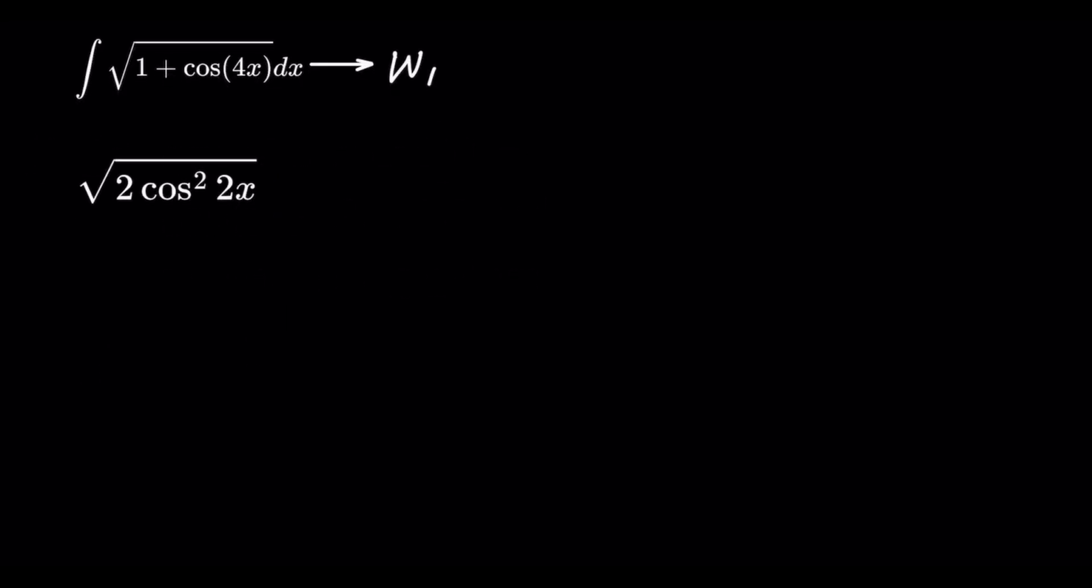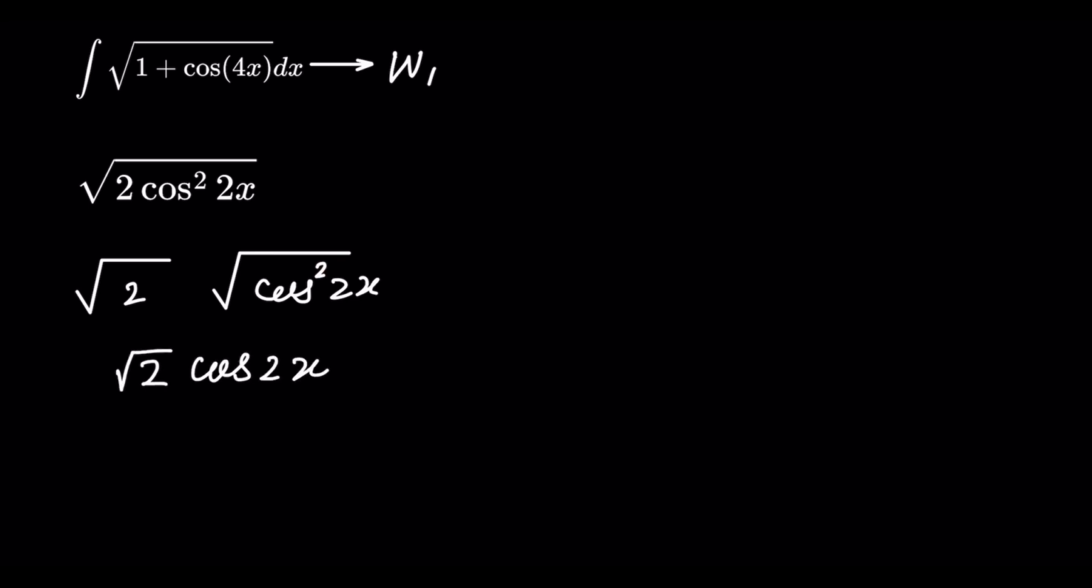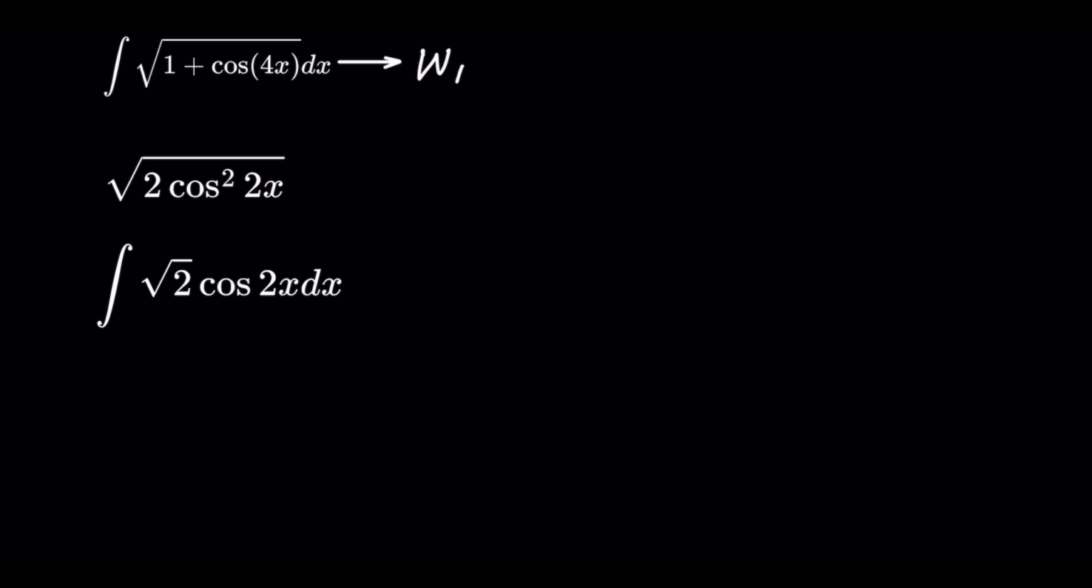We can simplify this by writing under root 2 and under root cos squared 2x. You can see that the square and the under root cancel out, leaving behind this expression. Now, writing it back in our integral, it becomes this. We can take the under root 2 outside the integral. Now let's try to integrate the cos 2x.